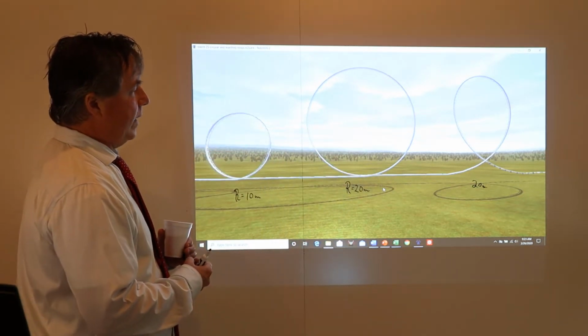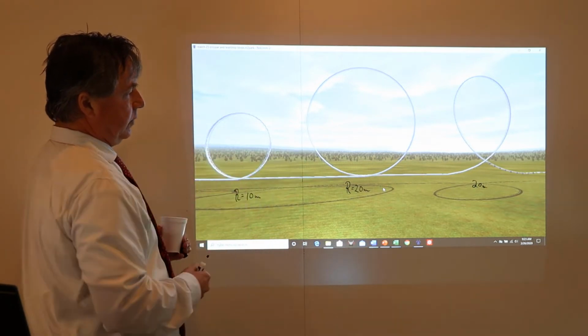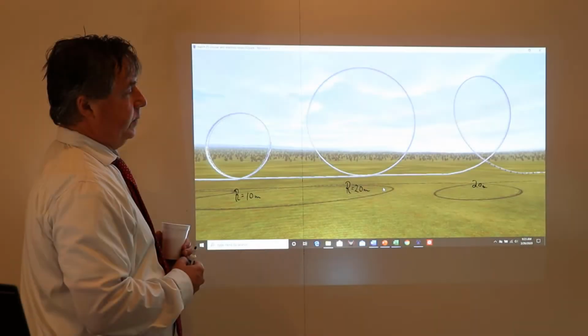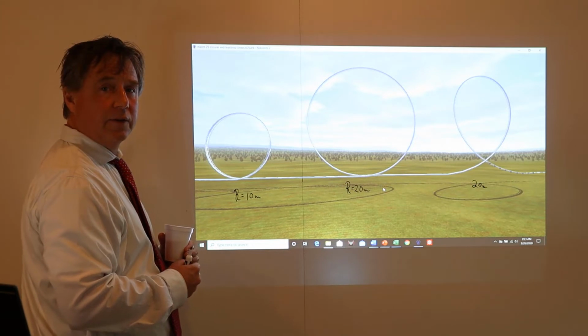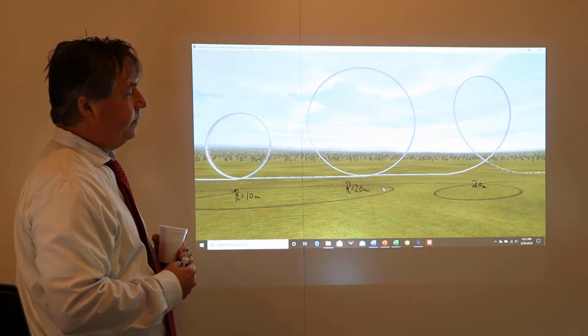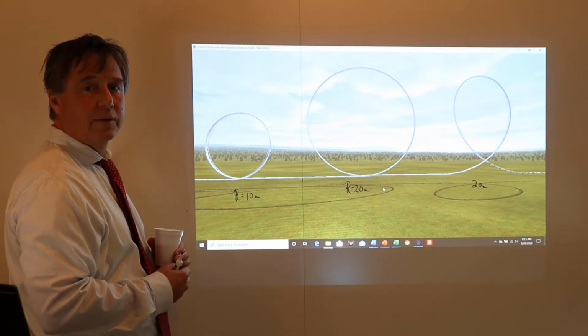So why do we rarely see circular loops in roller coasters today? If you would like to pause the video and discuss this with your class or think about it yourself, go ahead and do it. We'll come back and discuss.